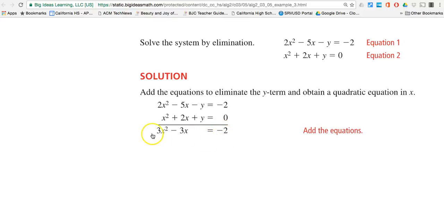Now we have to solve this quadratic some way so that we get our solutions for x. What we want to do is put this in standard form, which means we add 2 to both sides to get our right-hand side equal to 0. So we get 3x squared minus 3x plus 2. Once you get here, you want to use one of the methods you've learned to solve for x. Remember, we've got graphing, completing the square, factoring, using the square root, and the quadratic formula.